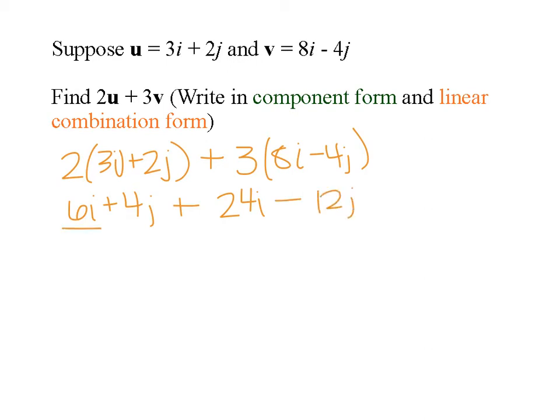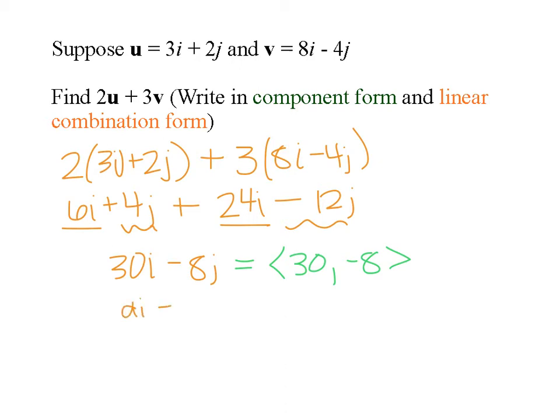And then we can combine our like terms. So 6i and 24i is 30i. 4j and negative 12j is a negative 8j. So this is our linear combination form. To get that into component form, written in green here, that's just going to become 30, comma, negative 8. So linear combination form is ai plus bj, and then we just take the a and the b and put it into our linear combination form.